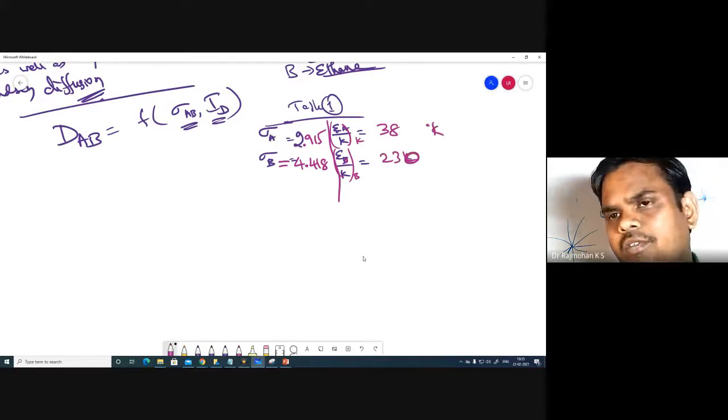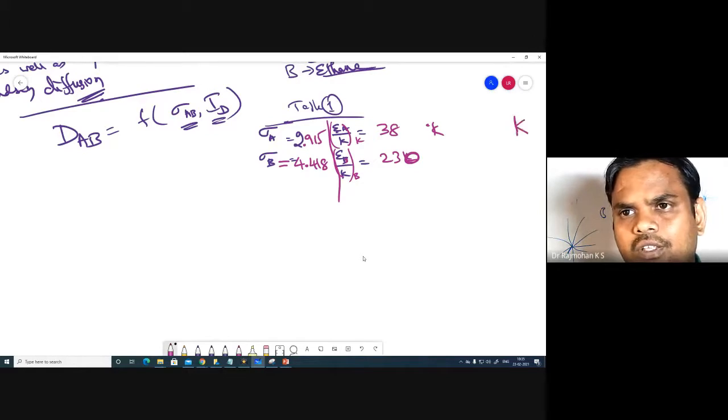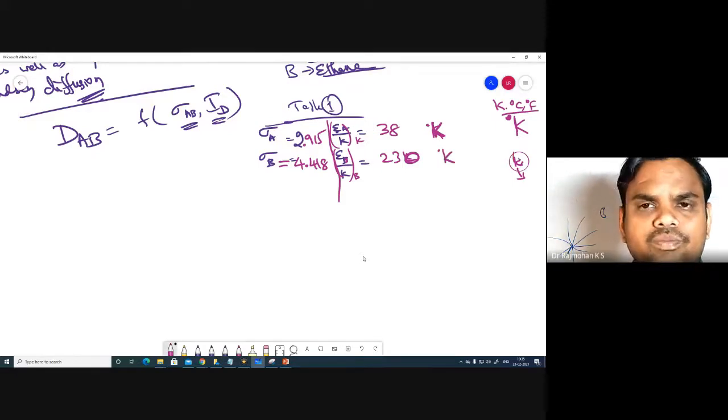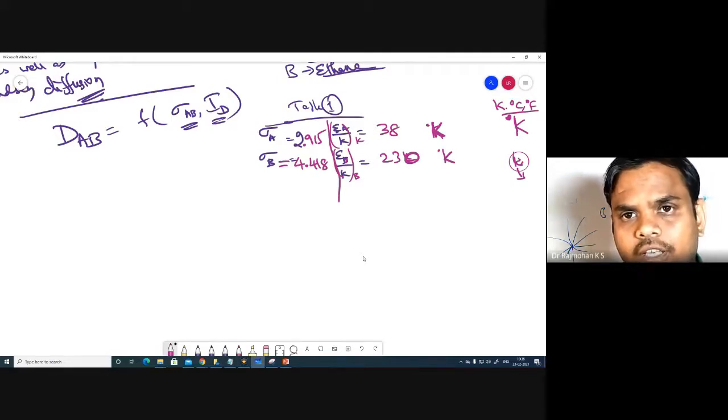Strictly speaking, as we have seen in process calculations, Kelvin should be written without the degree sign, because we write degree Celsius, degree Fahrenheit. For Kelvin we write only K. But here, since small k is the Boltzmann constant, to differentiate that, we can still use the degree. Anyway, we are writing capital K. You should not misunderstand what I am writing. So these are all Kelvin K. Small k is the Boltzmann constant.